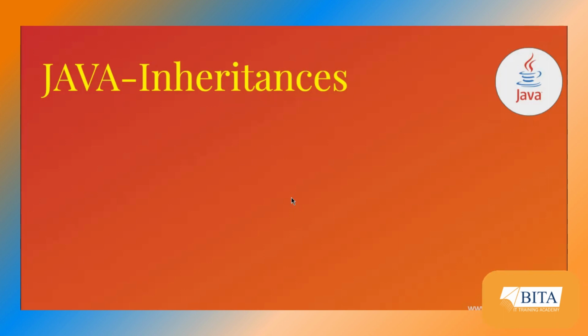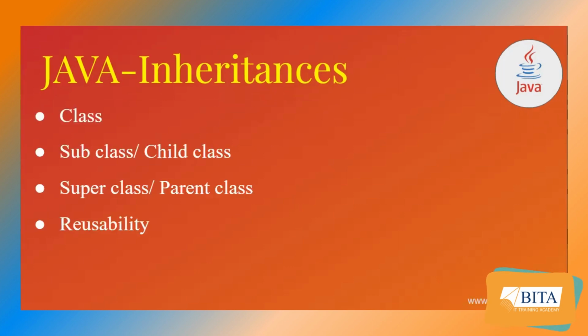Here we can also call this a parent-child relationship and an ISA relationship. The main terms that we are going to use in inheritance are class, subclass, superclass, and reusability. So what is a class? It is nothing but a group of objects which have common properties. Likewise, it can be a template or a blueprint from which objects can be created. This is called a class.